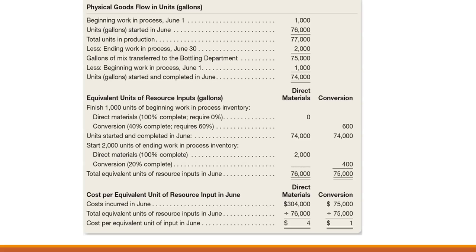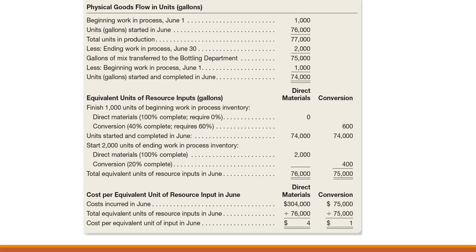So we have our 1,000 beginning units. We started an additional 76,000. So the total units we had in production in June were 77,000. Our ending work in process was 2,000. We transferred 75,000 to the bottling department. We had 1,000 in work in process at the beginning of the month. So the ones that were started and completed in June were 74,000 units. After we've looked at the physical flow of goods, then we will calculate our equivalent units.